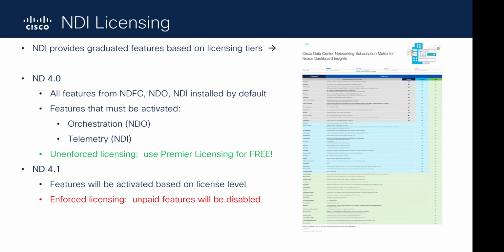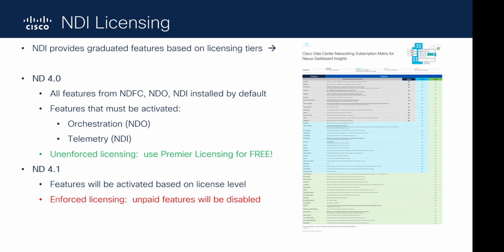So for Nexus Dashboard 4.0, all of the features from NDFC, NDO, and NDI will be installed by default. But remember that, for NDO, we have to check the box for orchestration when we're onboarding a new fabric. And for NDI, we'll have to check the box for telemetry when we're onboarding a new fabric. One of the benefits of Nexus Dashboard 4.0 is that it's going to have unenforced licensing. So this is a good opportunity for customers to be able to use Premier licensing for free. And then enforcement of licensing will begin in Nexus Dashboard 4.1.